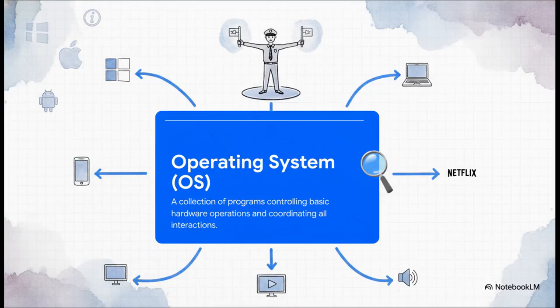And right in the middle of this whole process, acting as the master coordinator, is the operating system, or the OS. Think of it like the traffic cop for the entire system. It's that essential software, your Windows, your Mac OS, your Android, your iOS, that manages, well, everything. It's what allows an app like Netflix to actually talk to the physical hardware, like your screen and your speakers. I mean, without the OS, it would just be total chaos.